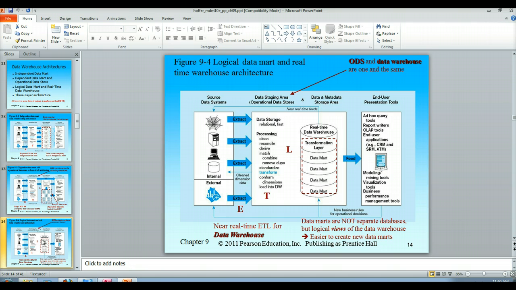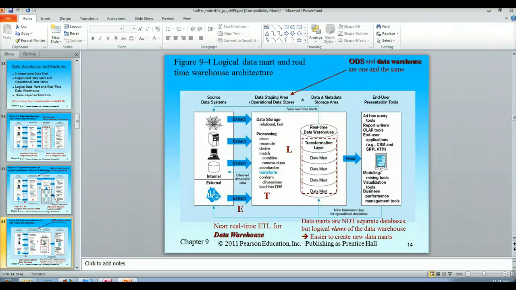Then we get into the logical data mart, where the extraction, the ETL process, or the T and the L process, happens almost synchronously. So we're pulling our data out into a staging area, and then it goes into a real-time data warehouse. And then the transformation layer is creating data marts, logical data marts, right? So what's a logical data mart? A logical data mart is a sub area in the data warehouse.